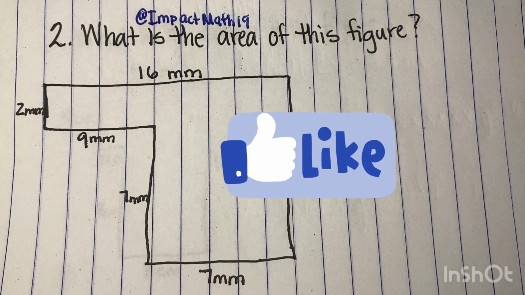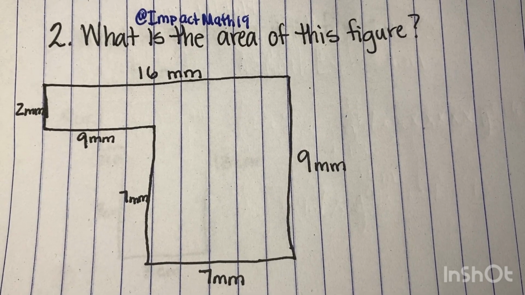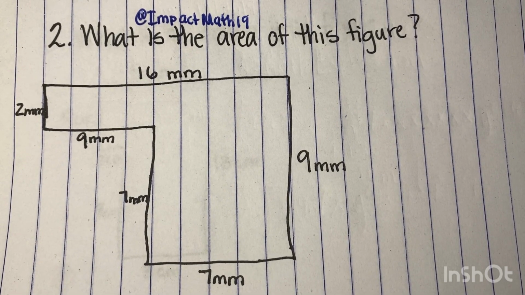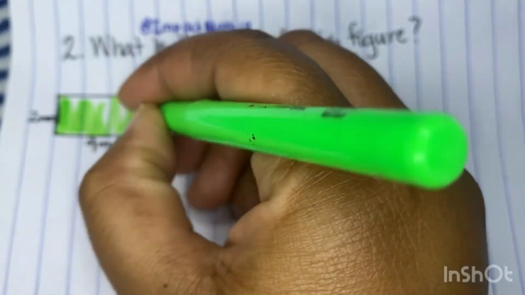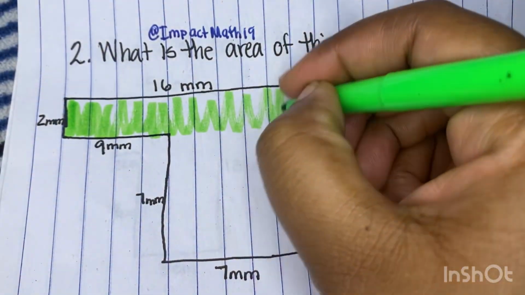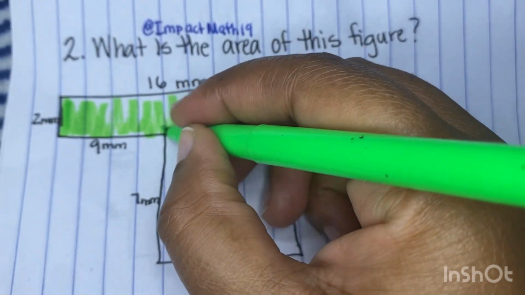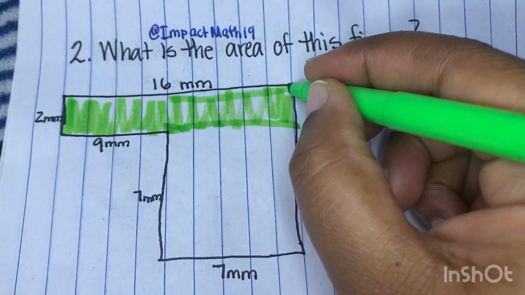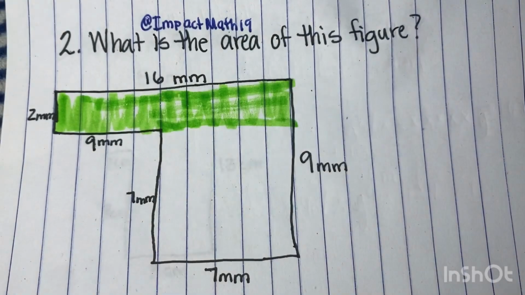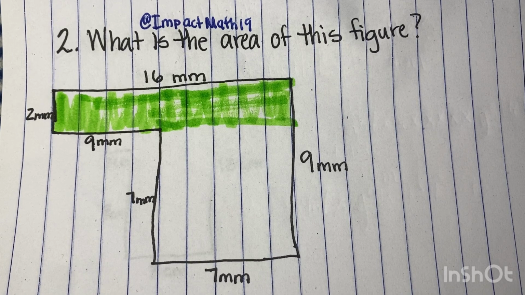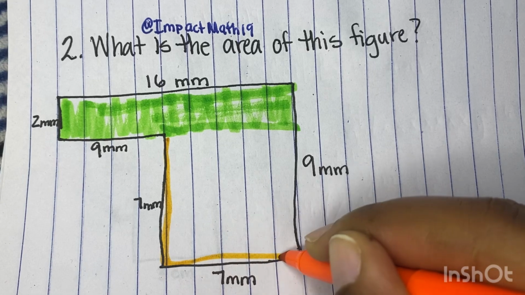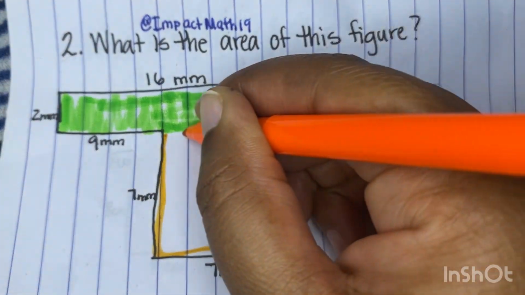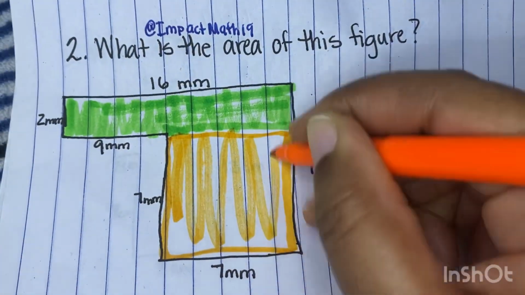Okay. Number 2, what is the area of this figure? Alrighty, so we're going to break this down into two rectangles. And I'm going to break it down into this first long rectangle here, like this. I'm going to cut it right here. And then we're going to go down here for this rectangle, right here. And we'll have this.